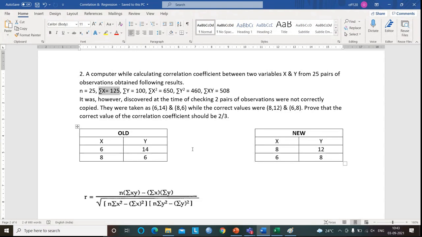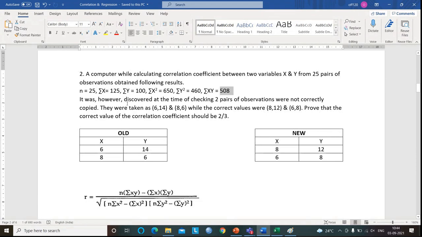Summation y square is equal to 460. The last one is summation xy. That means they have multiplied the x column into the y column, and when they added that particular column, they got the total as 508. So these are the values they have already got. Now, what is the situation here?